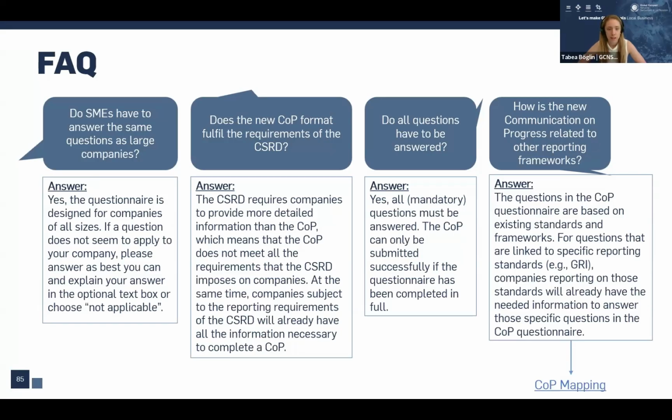How is the new communication on progress related to other reporting frameworks? I've mentioned this a little bit previously. For example, you can see where the questions are linked to GRI at the top of the questions and which specific points will be relevant there. And again, the COP mapping might be of interest to better understand the interoperability with GRI, ESRS, and so on.